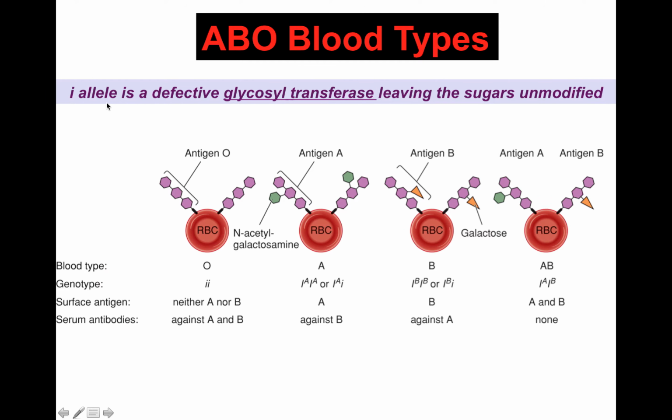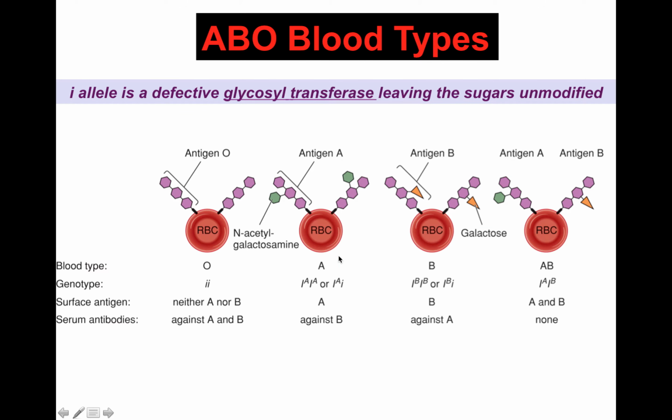So remember that the little i allele is the defective glycosyltransferase, leaving the sugars unmodified. The other alleles, the big IA allele or the big IB allele, encode the other types of glycosyltransferase. So, what are our possibilities? Well, we could have red blood cells produced from individuals with the two recessive alleles, the inactive form of the glycosyltransferase. They have only unmodified sugars on their surface, or antigen O.